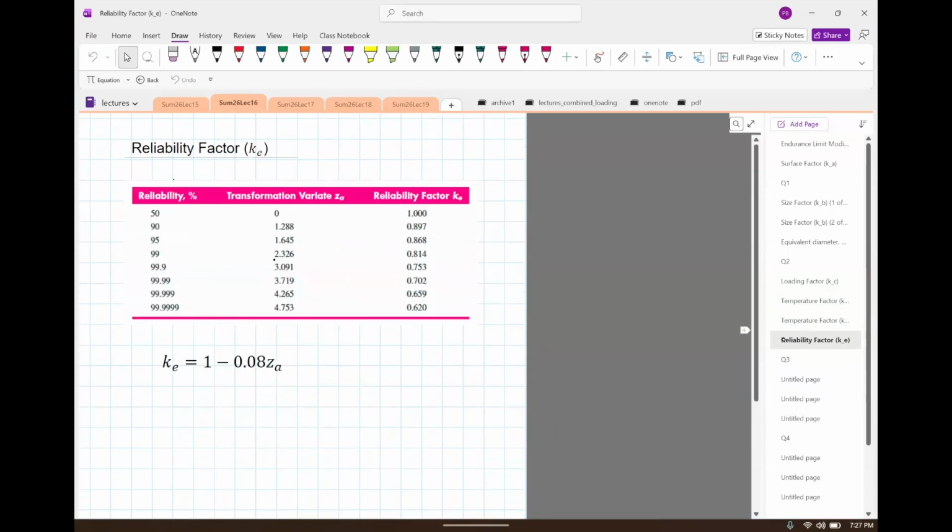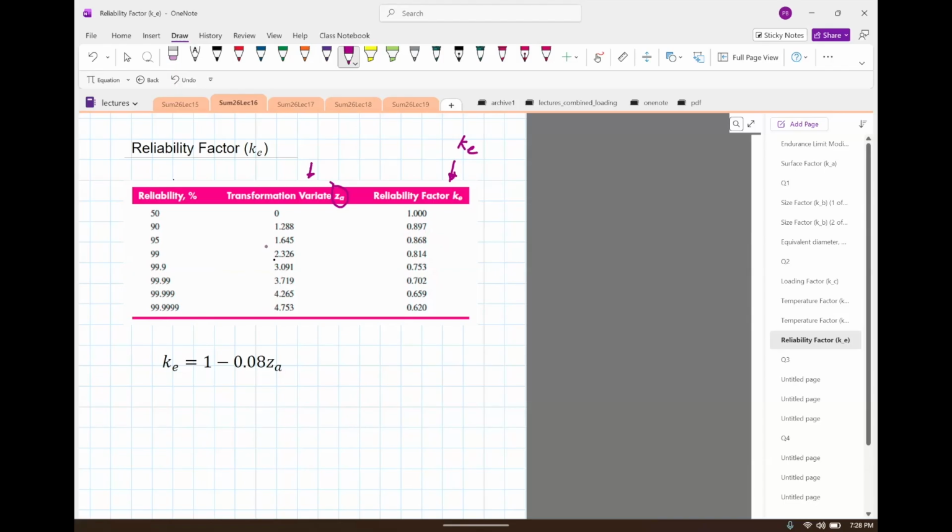Before that, I'll just get into the final fifth factor, and then we can solve a problem. So if you're given the reliability of the specimen, so when we manufacture anything, you say how reliable it is. You say that it will work 99% of the time and fail 1% of the time. So that would be the reliability. And depending on the reliability, you can compute a factor KE. So either you compute KE from a table, or if you're given just ZA, some transformation variable, then you can put it in this formula and get it.